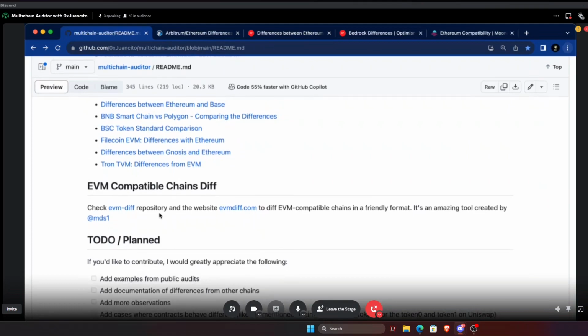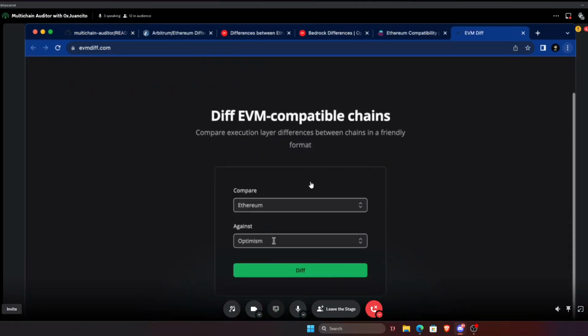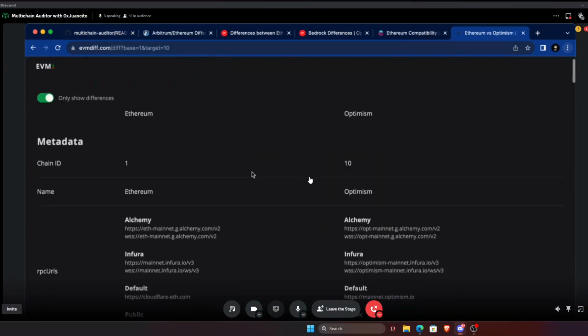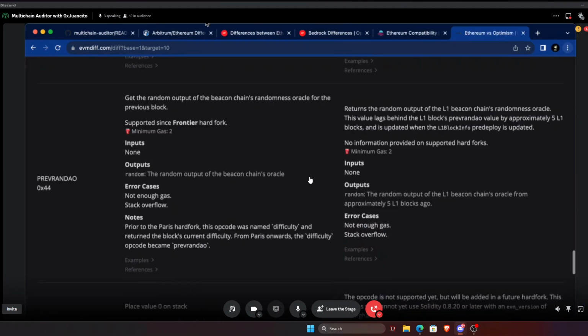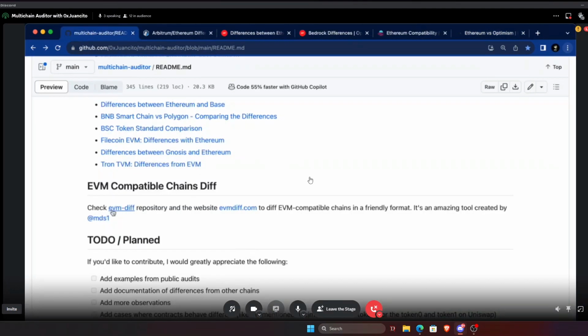So that's it. As I said, this project is open for contributions. If you want to check it, there are some other tools that you can check also here to see differences between Ethereum and Optimism in a table format. It was developed by MDS1, so kudos to him.